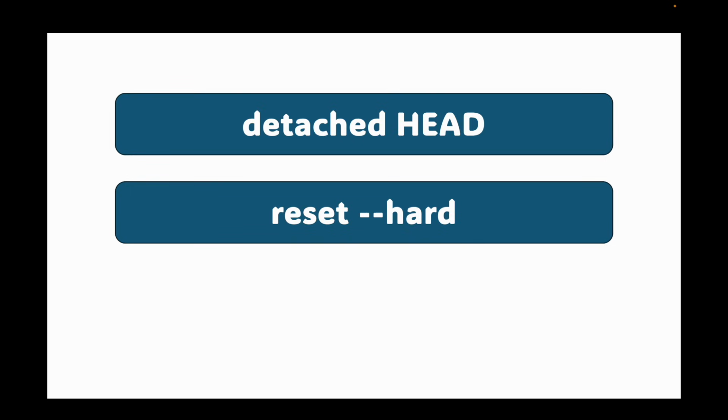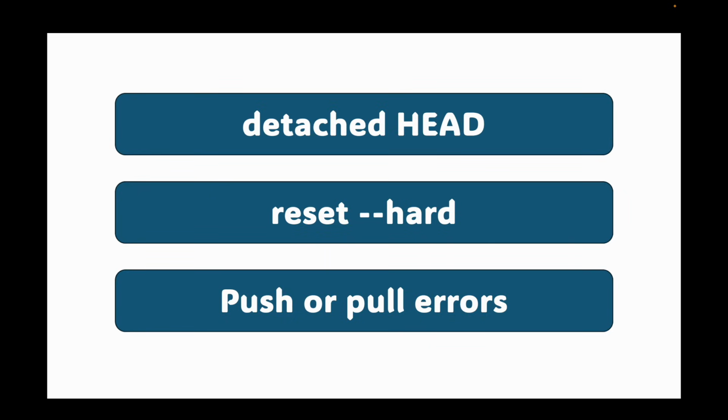Hello and welcome back. In the last session, we looked at some of the common issues that you can encounter when working with Git and how to fix those issues. So, we looked at the detached head state. We looked at how to fix the accidental git reset --hard command. We also looked at how to troubleshoot the push and pull errors. And in addition to this, we also looked at how to fix the Git authentication errors.